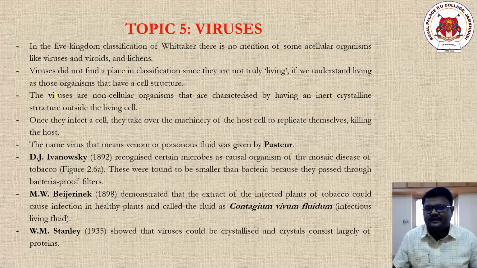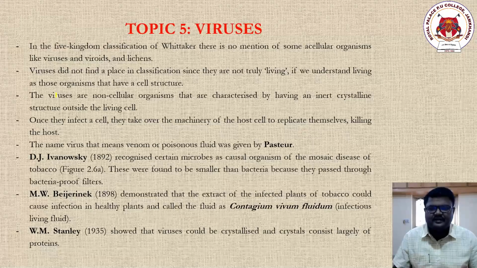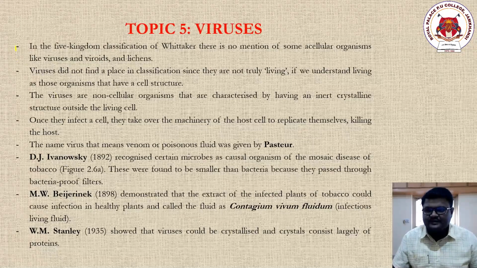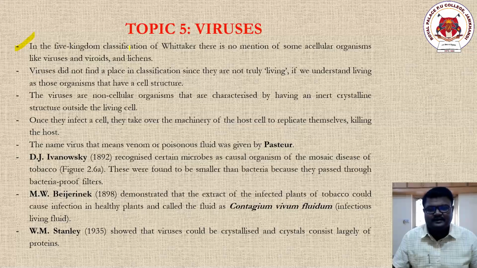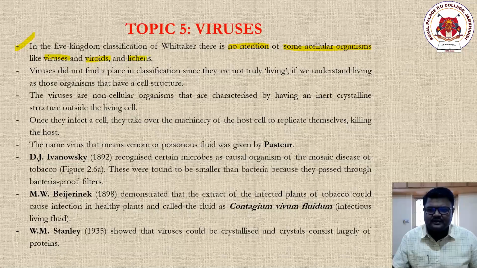So they are like naked bodies. Whatever is present inside a cell, in general, is outside here, but with different names and different compositions. So the first point I need to tell you is that in Whittaker's 5 kingdom classification, there is no mention of acellular organisms like viruses, viroids and lichens.